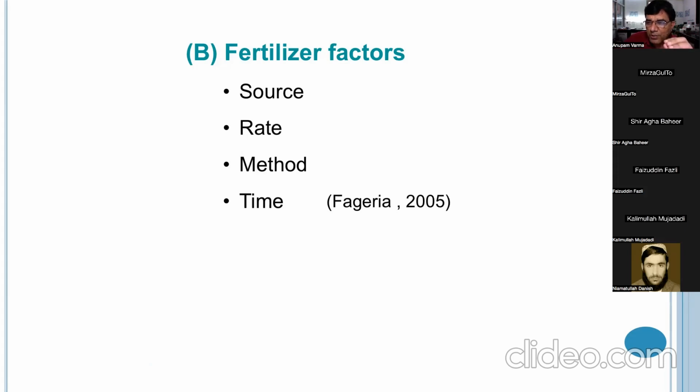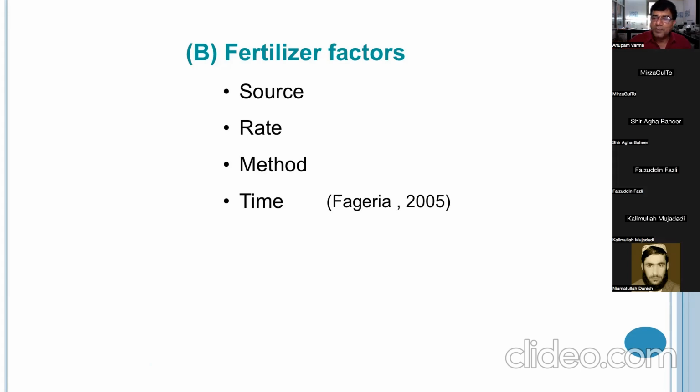If you apply gypsum to the soil to supply sulfur, because sulfur is in sulfate form, it can be easily taken up by the crop. But if you supply sulfur from another source, elemental sulfur, S0, yellow color, it may not be a good source compared to gypsum. It takes 1 month to convert this sulfur into sulfate form. So gypsum is the better source.